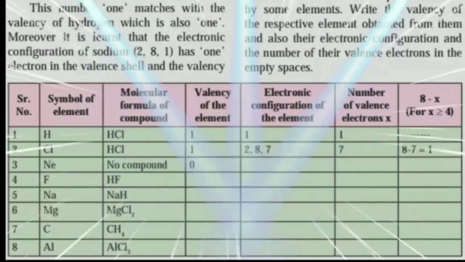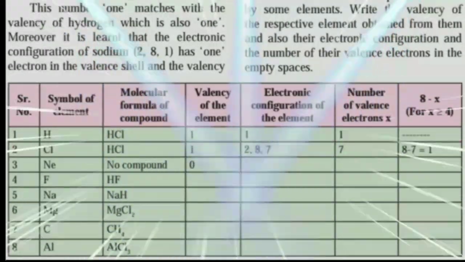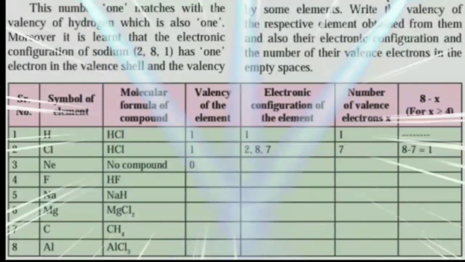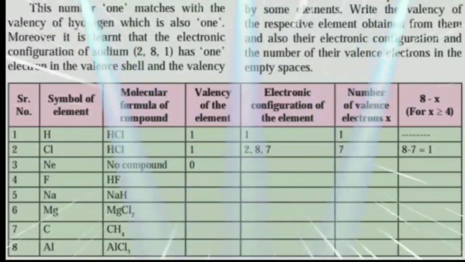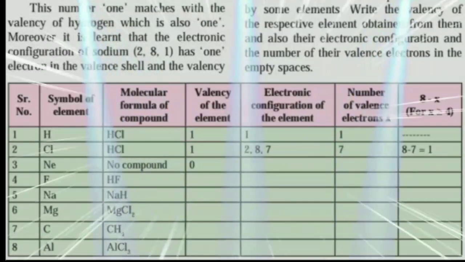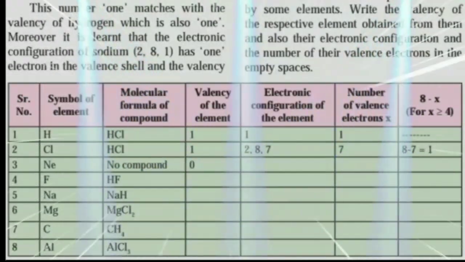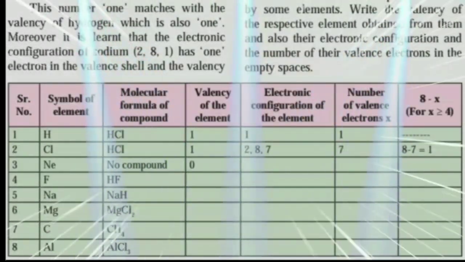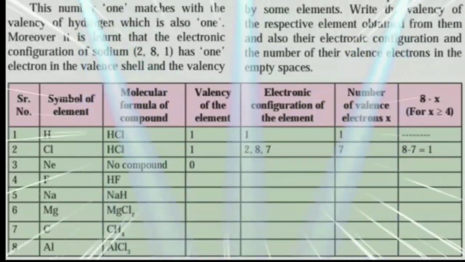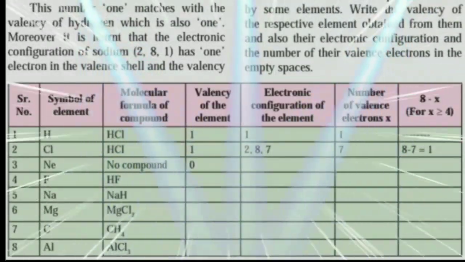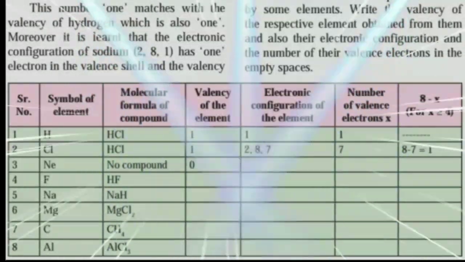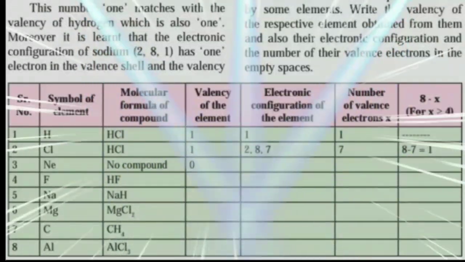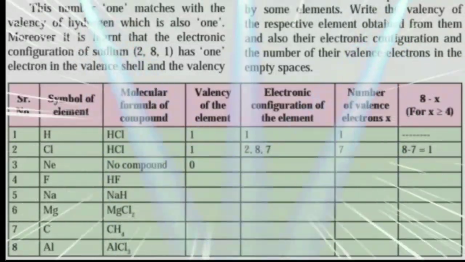Moreover, the electronic configuration of sodium is 2, 8, 1, so it has 1 electron in the valence shell, and the valency of sodium is also 1, as seen from the molecular formulas NaCl, NaOH, etc. It means that there is some relation between the valency of an element and the number of electrons in its valence shell. I hope you understood what a valence shell is.